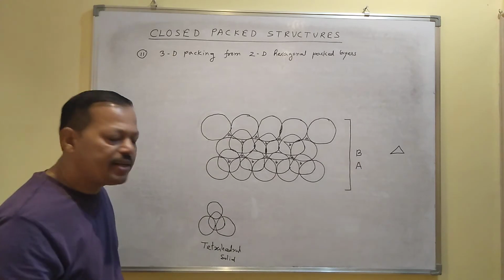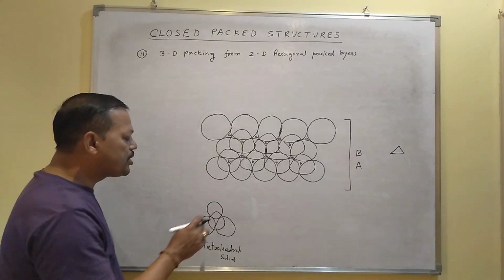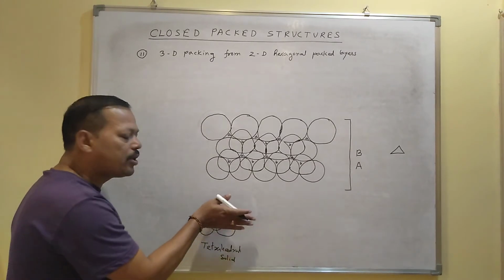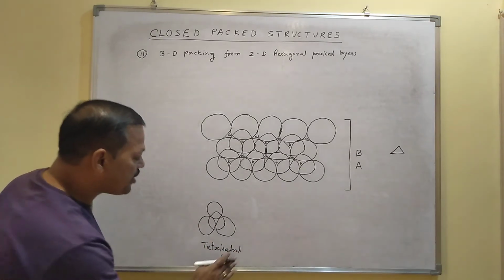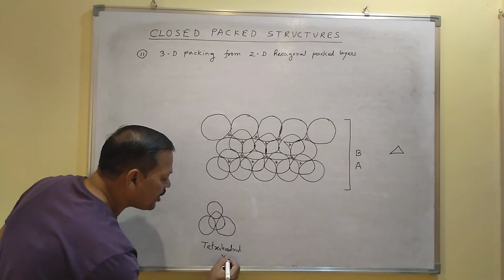So how to define the tetrahedral void? Tetrahedral void means when a triangular void is covered by one particle from the second layer, then that type of void is called a tetrahedral void. Not solid, tetrahedral void.